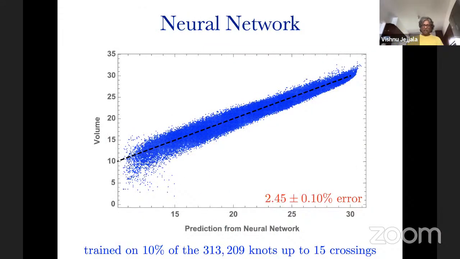All right, so we apply this to our Jones polynomials. In up to 15 crossings, there are 313,209 hyperbolic knots. Training it on 10% of this data and testing on the other 90% of the data, we find the neural network predicts the volume with 97.5% accuracy.